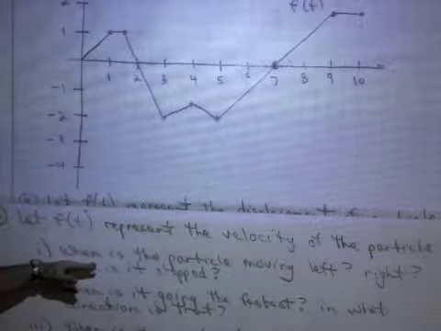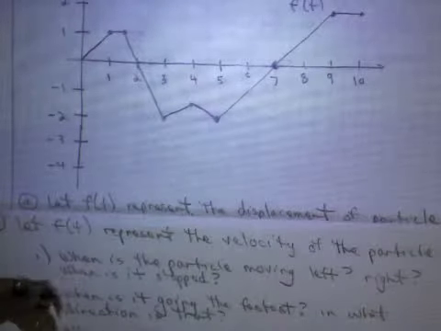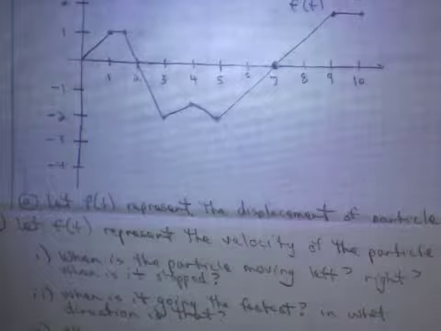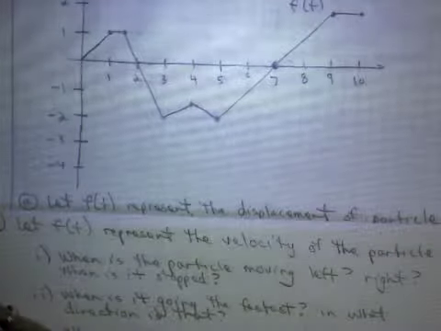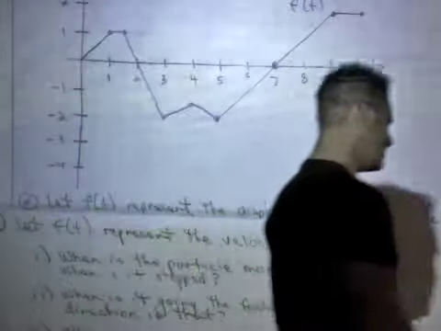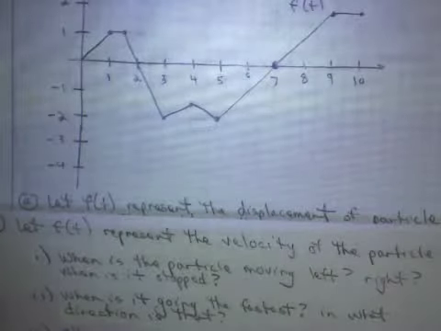So I want you to answer this question. When is the particle moving left and right? When is it stopped? When is it going the fastest? In what direction? And when is the acceleration 0? When is it positive and when is it negative? So again, I would like you guys to take a couple minutes and work with the partner and people at your table. And I will come back and check your work.